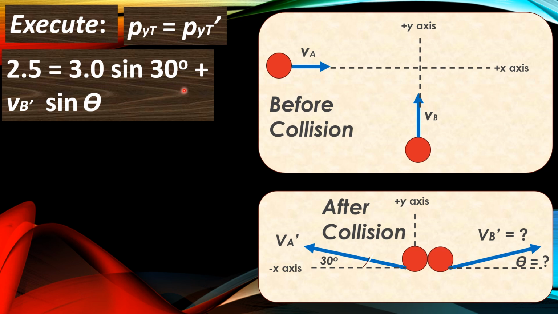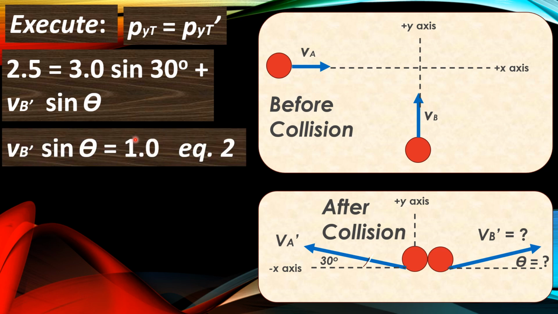Then we add the y component of the final momentum of particle B, which is expressed as b sub b prime times the sine of the angle theta. And simplifying this, we will get b sub b prime times sine theta being equal to 1.0. And we label this as our equation number 2.